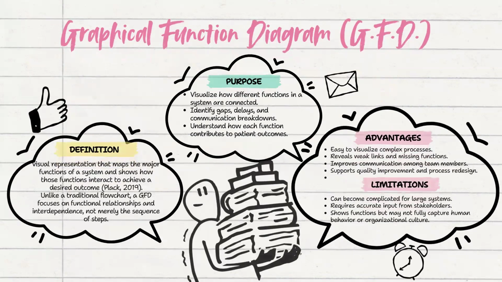So what is GFD? GFD is a visual map showing how different functions work together to achieve a desired outcome. I would like to highlight, notice that I said functions, not people. This distinction is fundamental in systems thinking because our goal is not to assign responsibility. Our goal is to understand how the system operates. This is imperative because systems thinking focuses on how work is organized rather than who performs it.